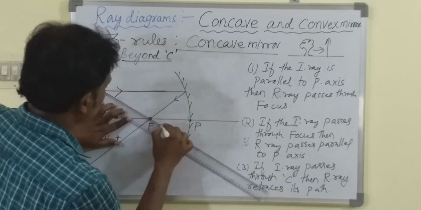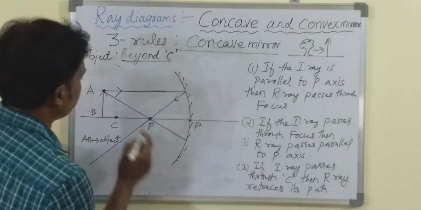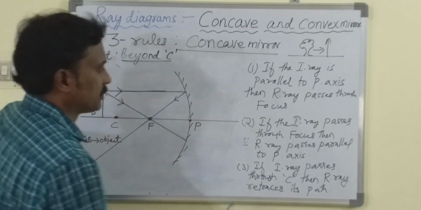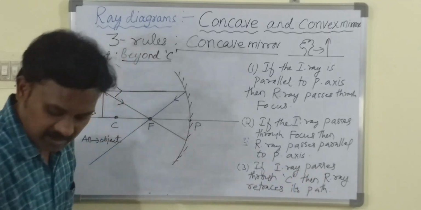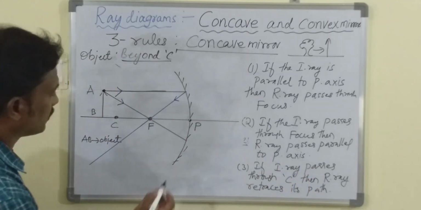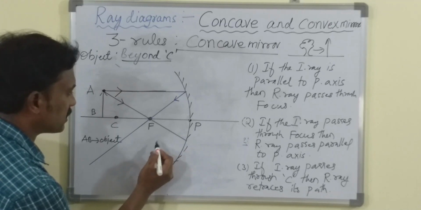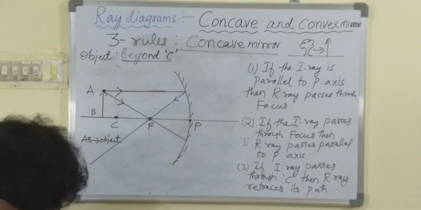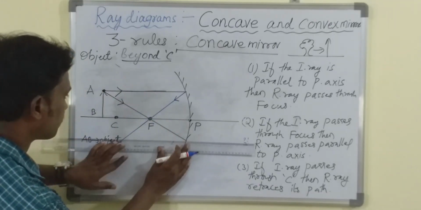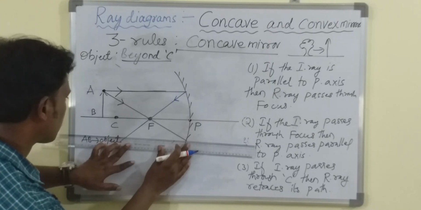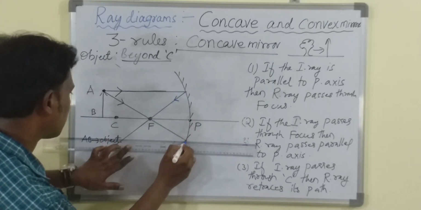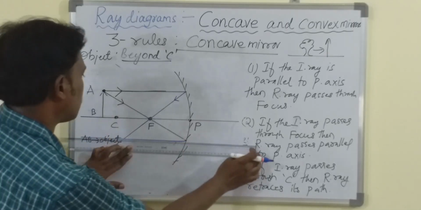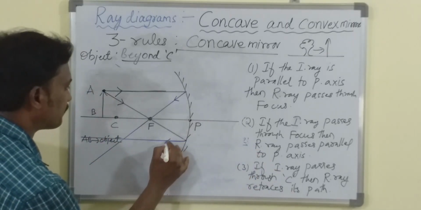So this is the second incident light ray. The reflected ray passes parallel to principal axis. So it is like this. It should be parallel to principal axis. Okay. This is a reflected ray.